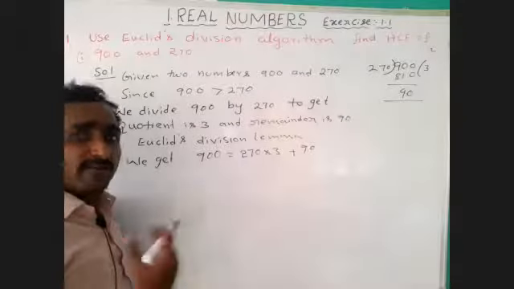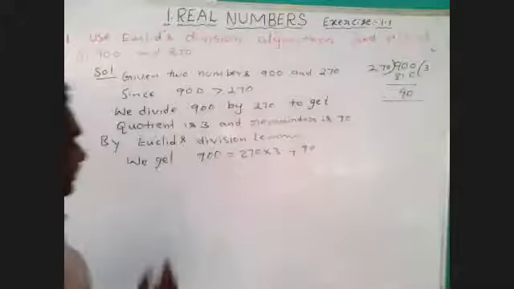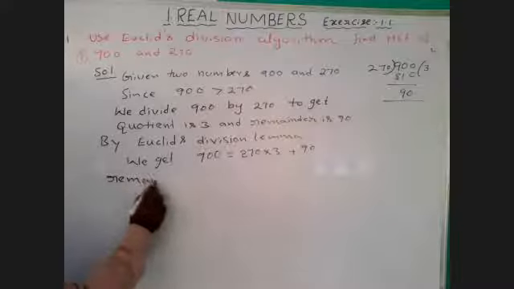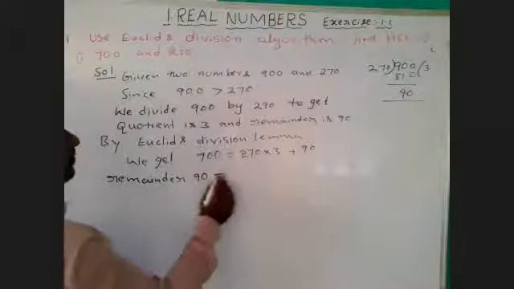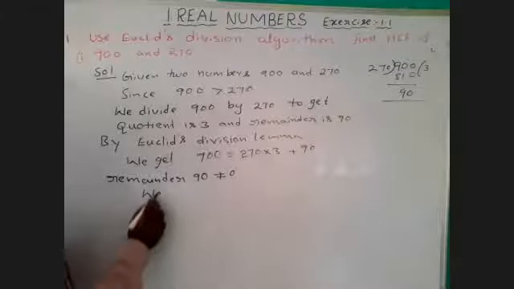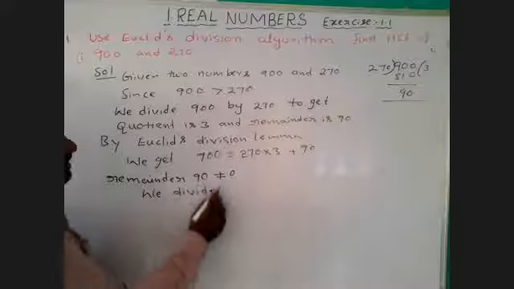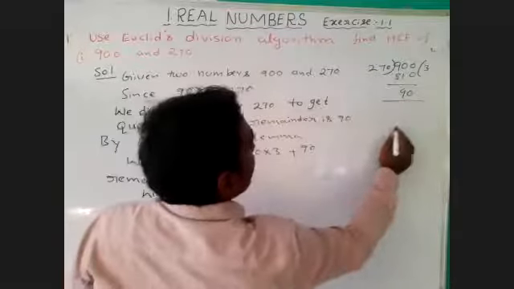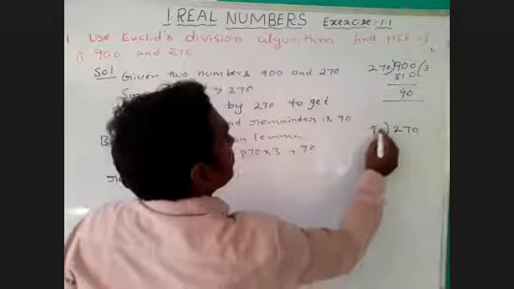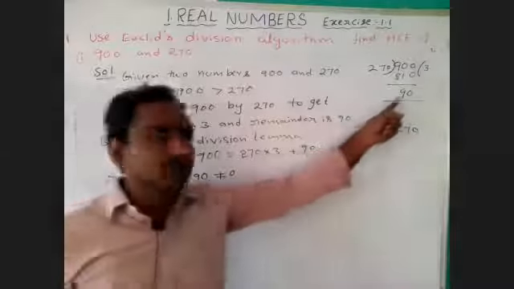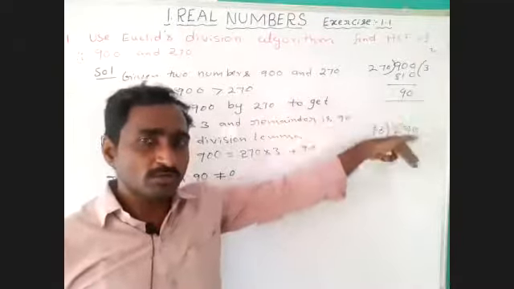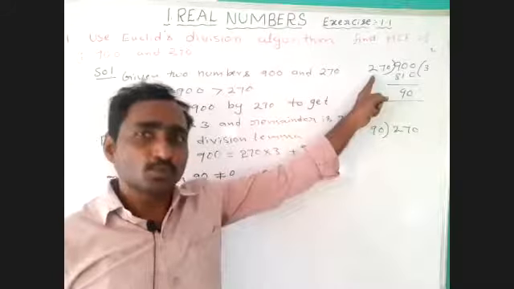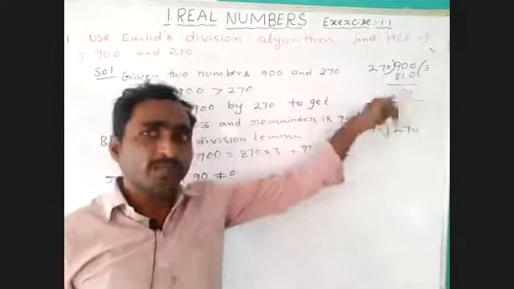Means we divide the divisor by the remainder. Since the remainder 90 is not equal to 0, we divide divisor by remainder. What is the divisor here? 270. Remainder 90. Suppose if r is not equal to 0, this process continues, means we divide divisor by remainder. Divisor is 270, remainder is 90. So we divide 270 by 90.